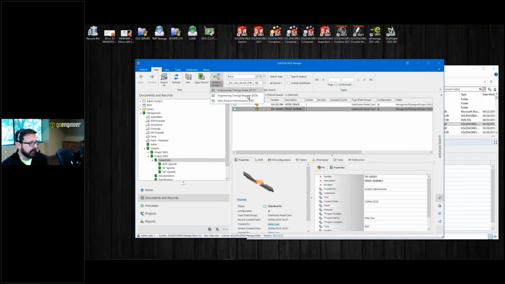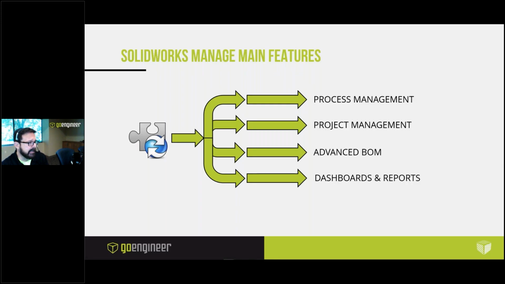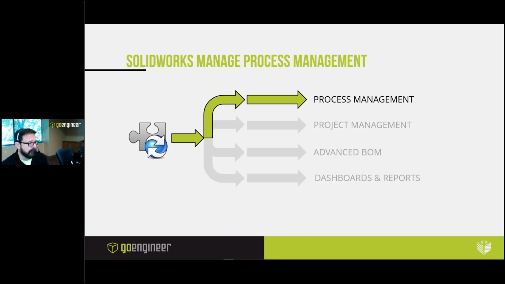And I'm showing you some process stuff. We'll talk about process in just a second. But you can either access management functionality right through the PDM interface, there's a new tab, as you saw, or you can run it in its own window. So let's take a look at the four main capabilities that Manage adds to PDM. The first one we're going to talk about is process management.